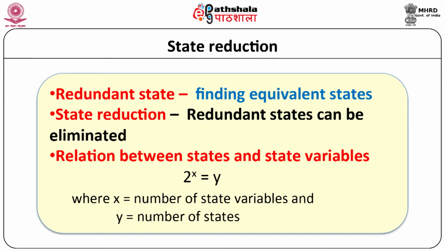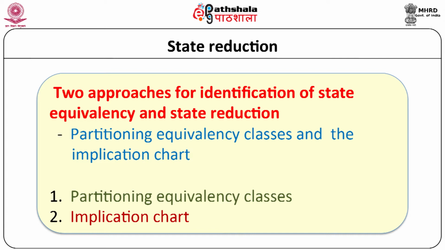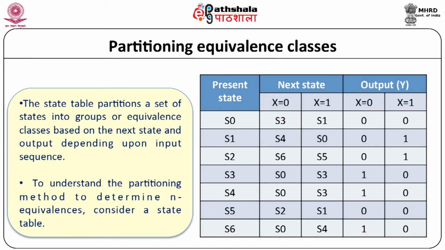There are two approaches for identification of state equivalency and reduction: partitioning equivalency classes and the implication chart. The equivalence class technique partitions a set of states into groups or classes. The implication chart identifies the classes of states using a graphical method. Each class is identified by a box in the implication chart. Let us now understand the partitioning technique for equivalence classes.